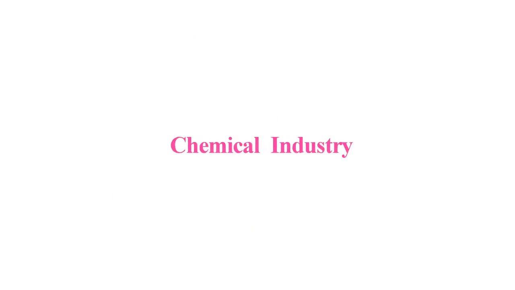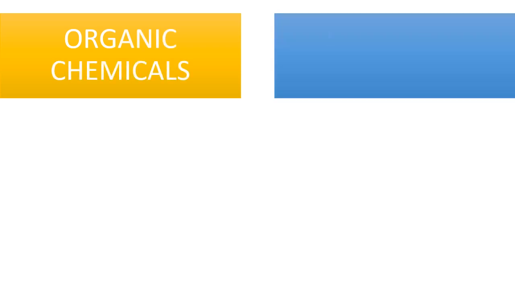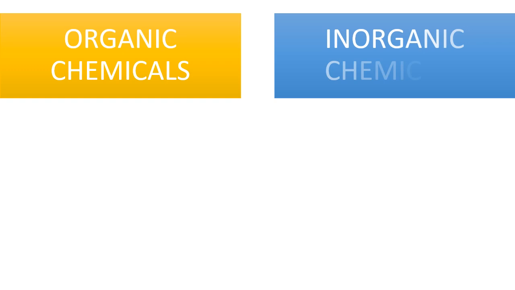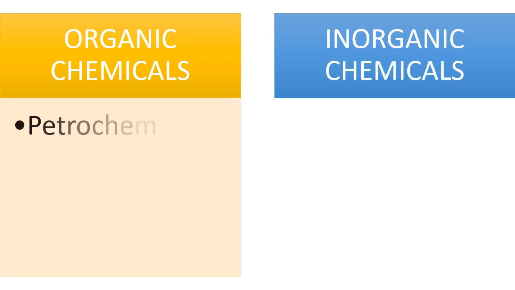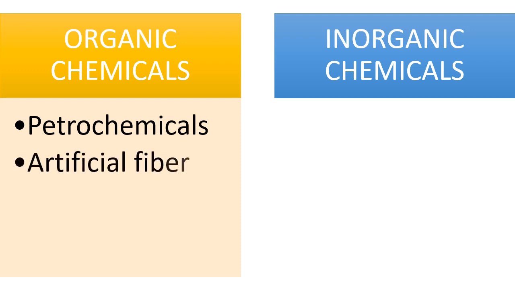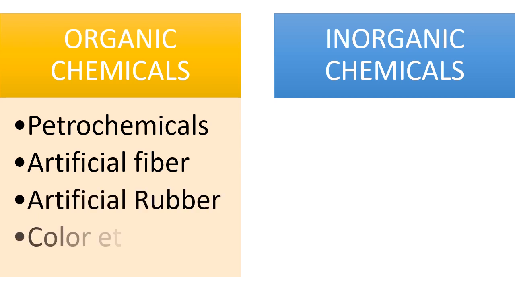This time we will start with the chemical industries. Chemical industries are basically divided into two parts. The first one is the organic chemicals. The second one are the inorganic chemicals. Now, the organic chemicals could be petrochemicals, and then from the products of petrochemicals, artificial fiber, artificial rubber, colors, etc. Many products are created out of organic chemicals.